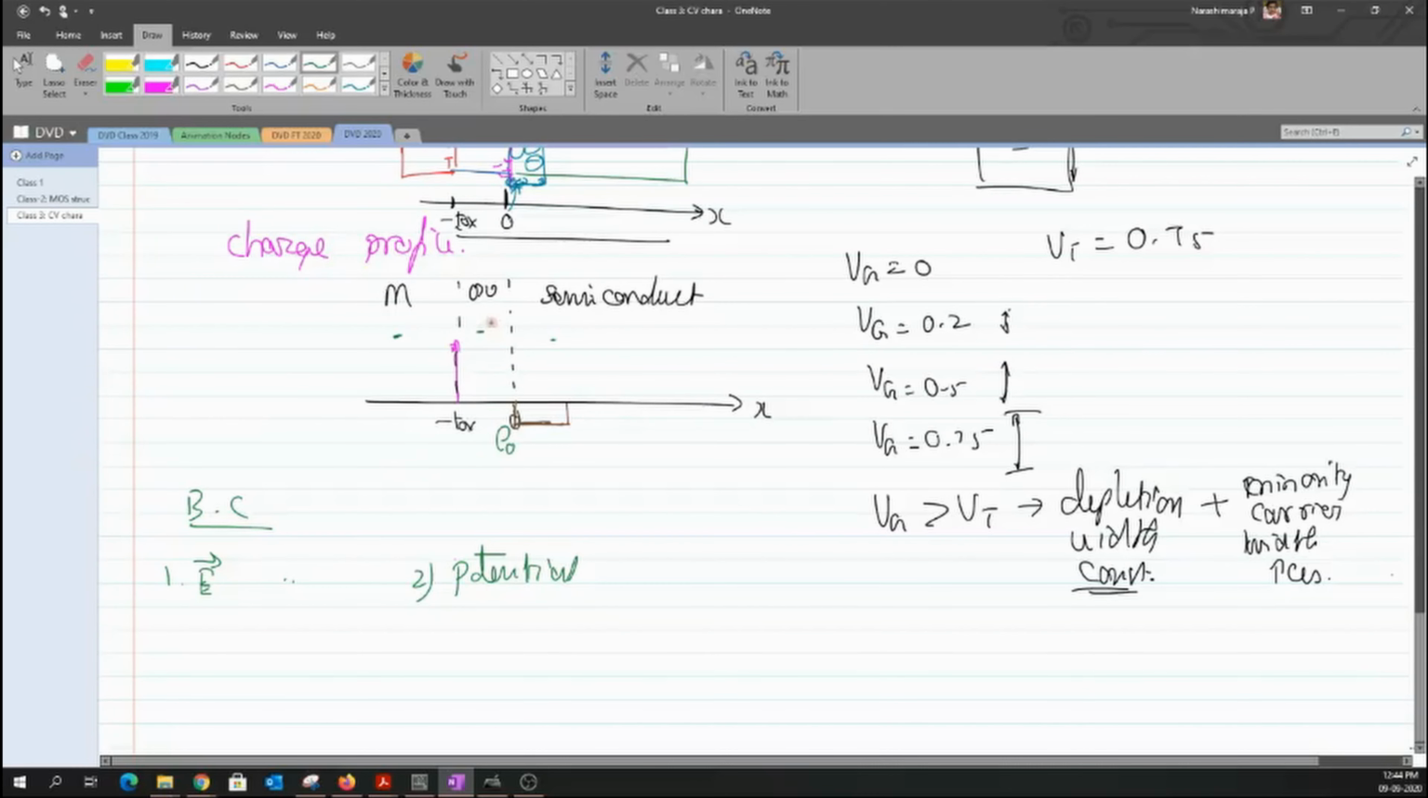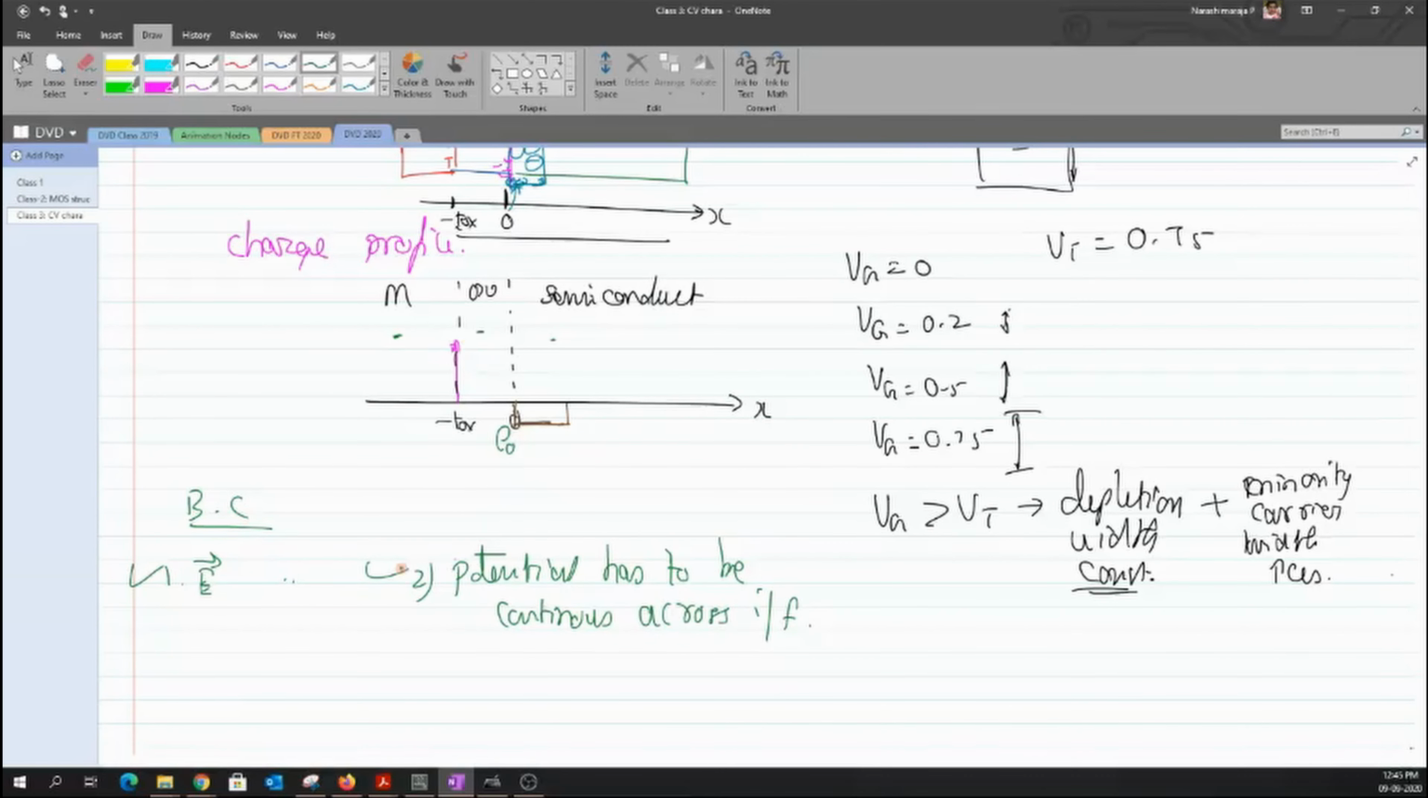You cannot have a discontinuous function. The potential has to be continuous across an interface. Any interface, it can be between metal and oxide or between oxide and semiconductor. So these are the two things that I will use in order to draw both the electric field profile as well as the potential profile of this MOS structure under depletion condition.